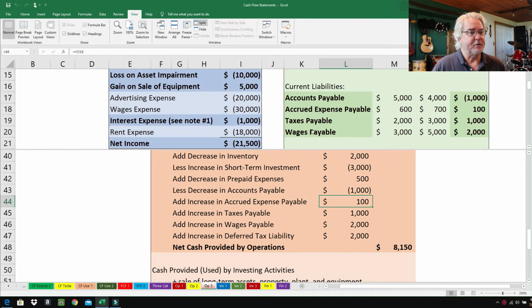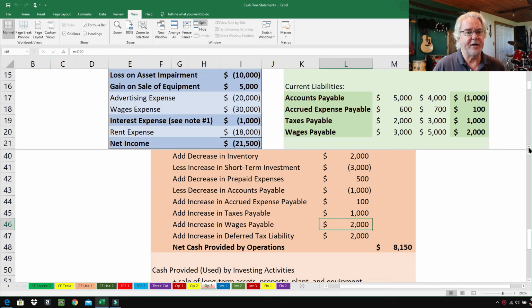Add increase in taxes payable. So let's see what's going on with taxes payable. Taxes payable was $2,000. Now it's $3,000. It grew by $1,000. So the liability has grown, and in essence, we are borrowing money from the government here. And so whenever you borrow money, that's an increase. So add increase in taxes payable, $1,000 positive. Wages payable was $3,000, now $5,000. It grew by $2,000. And so the liability grew, so we're essentially borrowing money from our workers. Add increase in wages payable, $2,000.